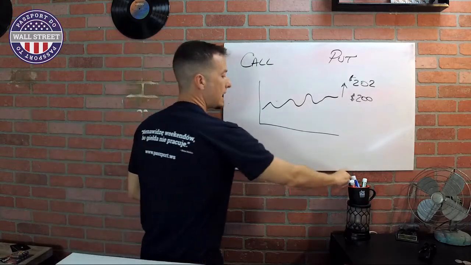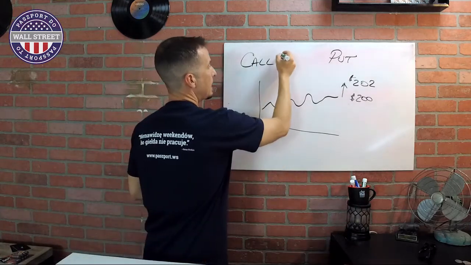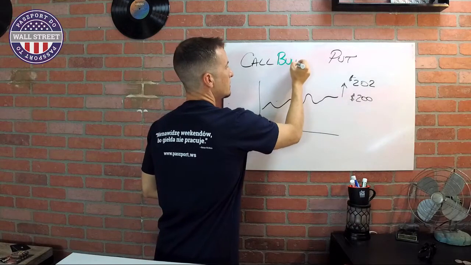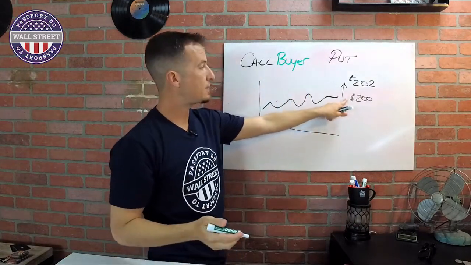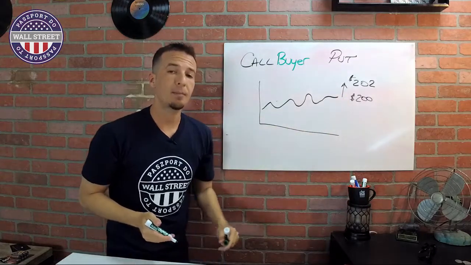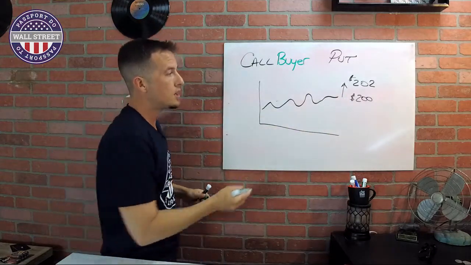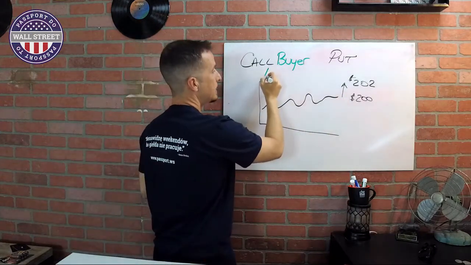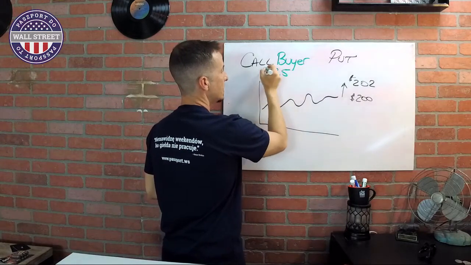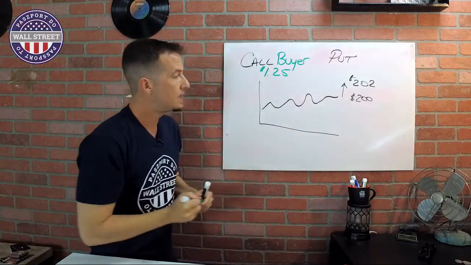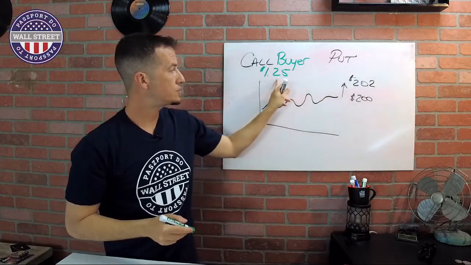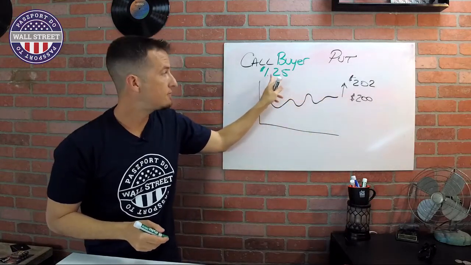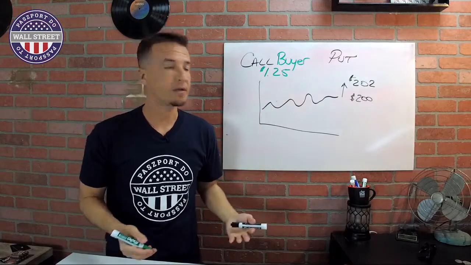By buying a call, as a call buyer, you get to participate in the move higher that you believe is going to happen, but you do not have to put up the $200 per share. You might put up, say, $1.25 per share. Now here's the deal. If you are correct and the price moves higher, then you should see some appreciation in the value of this option and you can turn around and sell it.